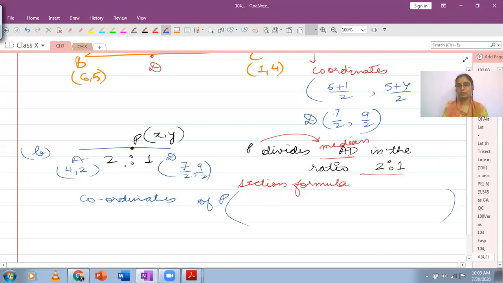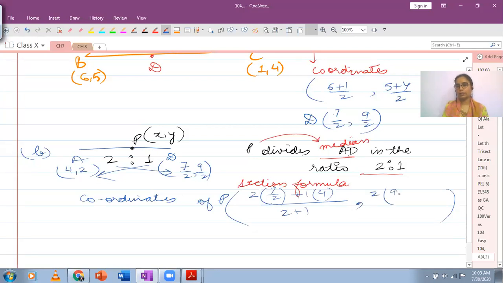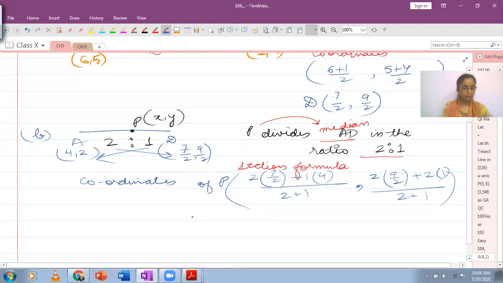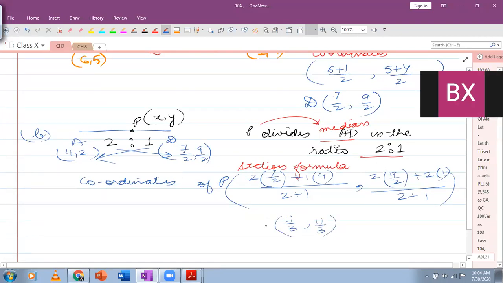So I'm just going to cross multiply. If you remember, you have to cross multiply. For the abscissa, you will have 2 into 7 by 2 plus 1 into 4. In the denominator, you have 2 plus 1. For the ordinate, 2 multiplied by 9 by 2 plus 2 multiplied by 1 over 2 plus 1. What is the simplified answer? 11 by 3, and 11 by 3. Right?